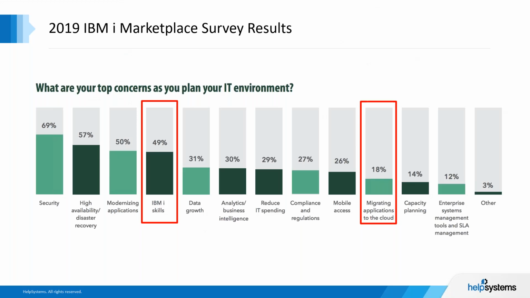So let's get started. First of all, just to remind you, we do the IBM i Marketplace survey at Help Systems. Matter of fact, we'll be presenting the 2020 survey results on January 17th. And we've got a great crowd lined up for that event. But as we look back at this about a year ago, the results that we're showing you today, we asked customers about what their top concerns were in planning their IT environment. And number one was security, of course. Then two, high availability, modernizing applications. But then highlighting a couple was IBM i skills and then migration of applications to the cloud.